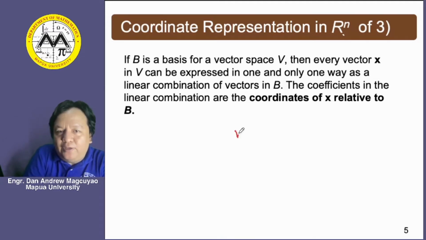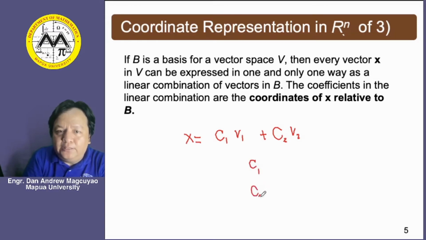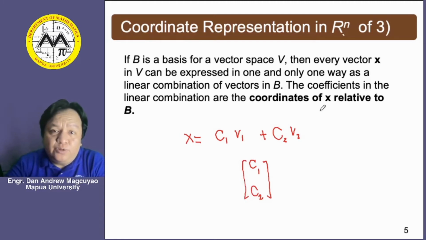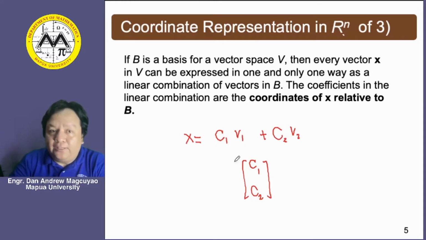So, if you have V1, V2 as your vectors, and x is written as a linear combination of V1 and V2, that is C1 V1 plus C2 V2. So the coordinates would be C1, C2. The coordinates of x relative to the basis B are the coefficients of the vectors.